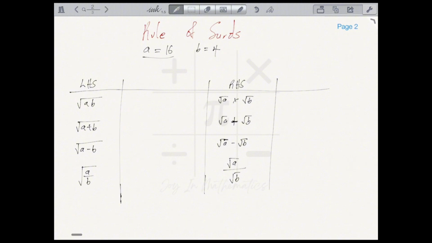Now, if we are given A equal to 16, definitely root A will be the square root of 16, and root A therefore will be equal to what? 4. Now, root B will be the square root of 4, therefore root B will be equal to 2. Now let's begin. A in this case is 16, and B in this case is 4.